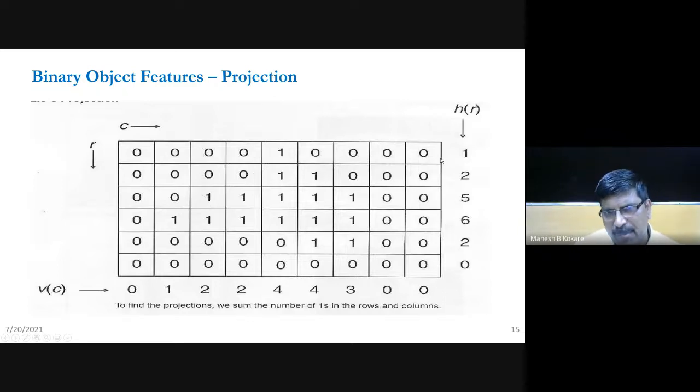If you are making the summation in the horizontal direction, that will make the horizontal projection. If you are making the summation in the vertical direction, column wise, then it is the vertical projection. So this is the vertical projection of this object, and this is the horizontal projection of the object. So this can be used as a feature. I hope that you have understood how to calculate the projection, right?